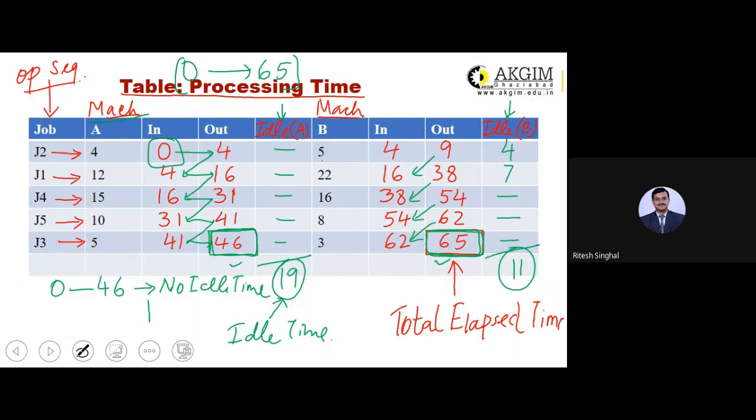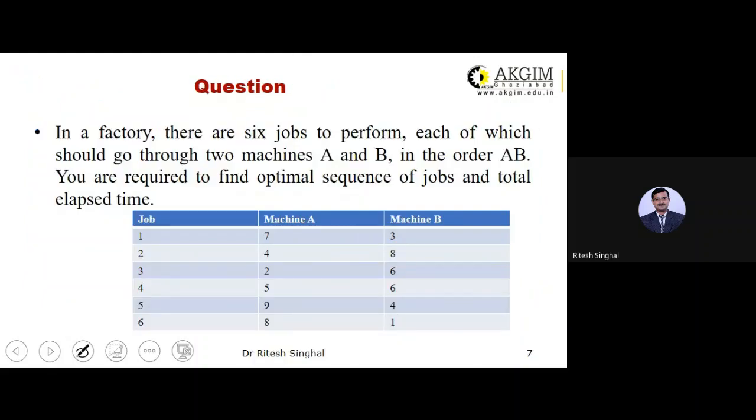So students, number one thing, find the optimal sequence. Next thing is to find the total elapsed time, like 65. And the third thing is to find the idle time for machine A and machine B. I hope you understand this particular problem. There are a few more problems I have taken today. Here there are 6 jobs to perform, and there are 2 machines, machine A and machine B.